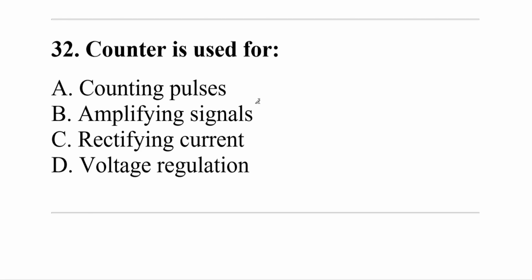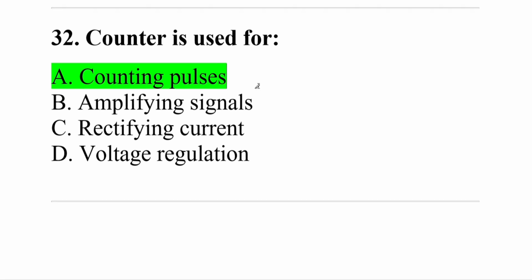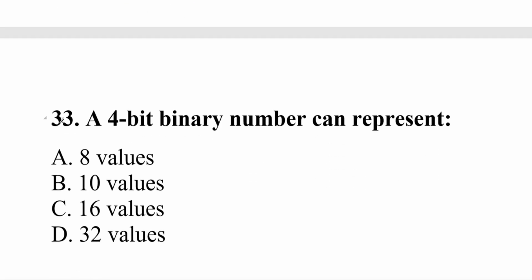Counter is used for A counting pulses, B amplifying signals, C rectifying current, D voltage regulation. And the correct answer is option number A, that is counting pulses. It means counter counts clock pulses. Moving ahead to question number 33.